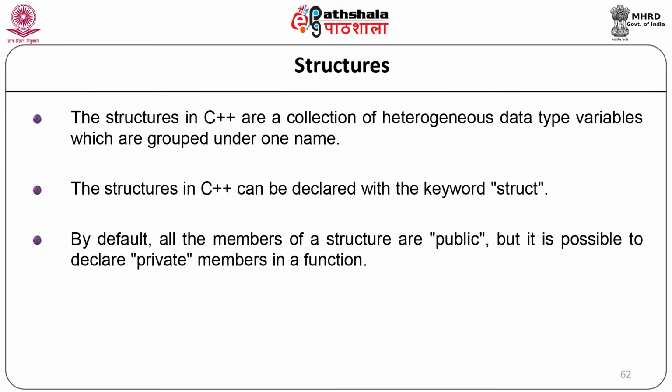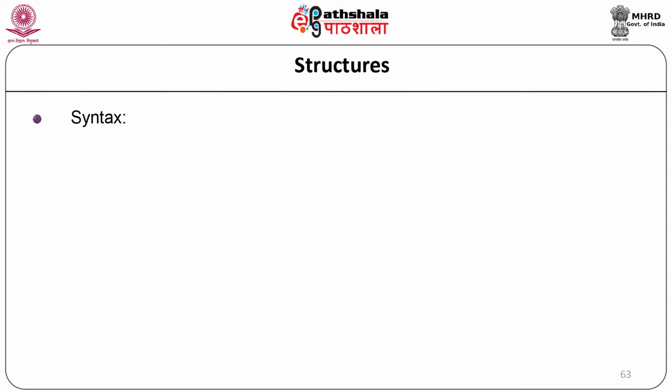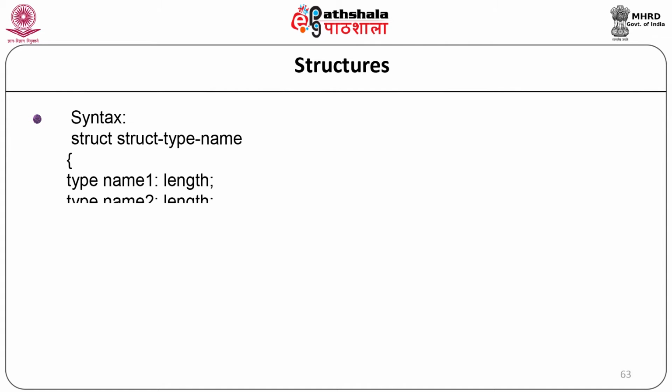By default, all the members of a structure are public, but it is possible to declare private members in a function. Syntax: struct type name, opening curly bracket, the data type, name 1 and the length, and end of the structure with variable list.